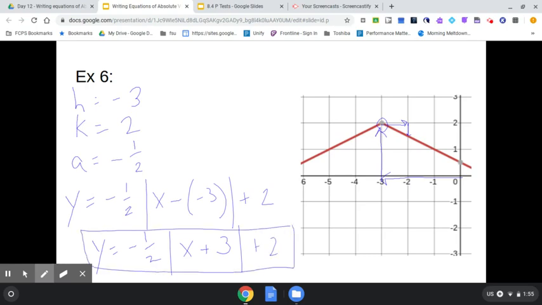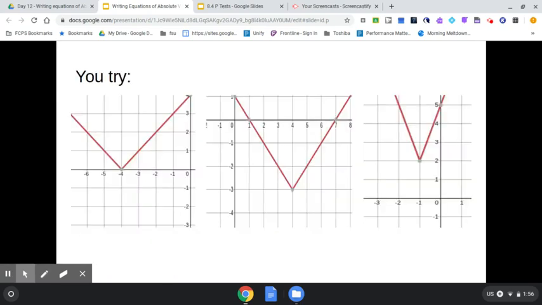Recapping what happened to the graph here, guys, this +3 indicates that I move left 3 units, up 2 units, and then this 1/2 means that it's a vertical shrink, and the negative sign makes it reflect over the x-axis. So it's opening down instead of up. It's pictured. Pause the video here, go ahead and write out those equations, see if you can find those equations, and then unpause the video to get the answers.